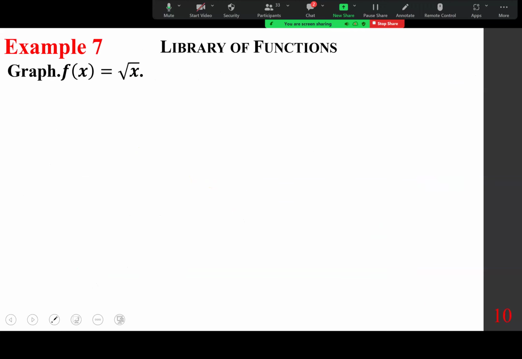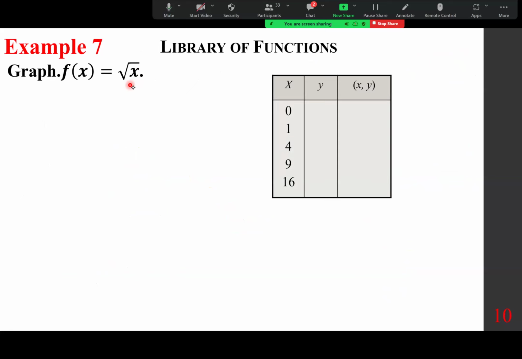Library of functions. There are elementary functions we should be familiar with as far as their graphs are concerned. When we know the graph, we know everything there is to know about them. So for example, f of x equals square root of x is one of them. And one easy way, let's graph that by putting just a few easy numbers.